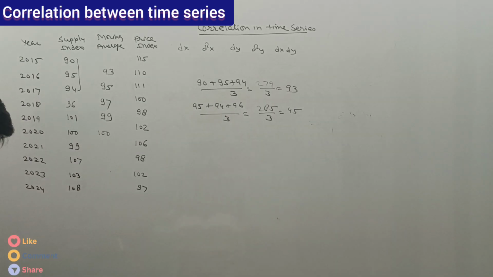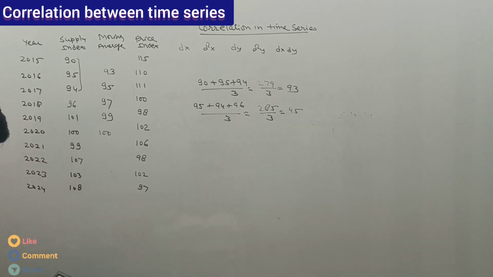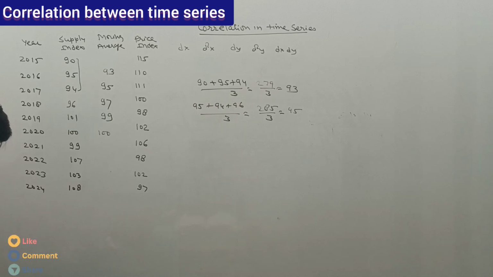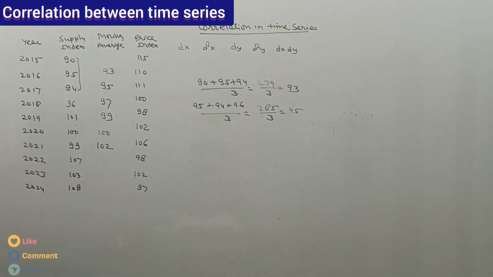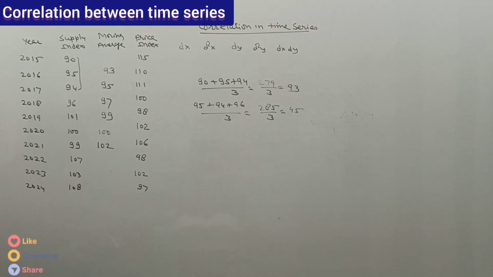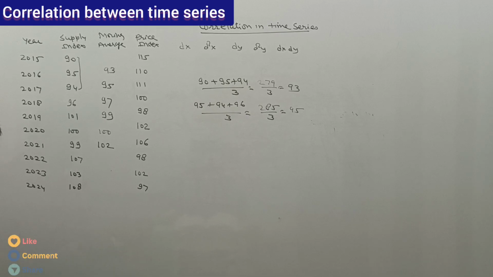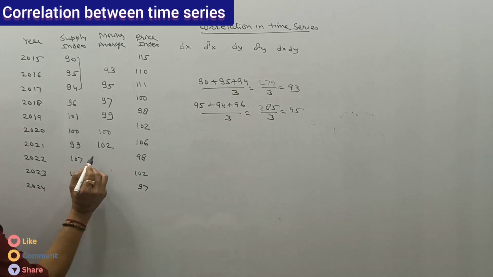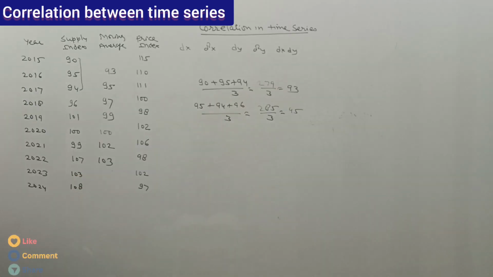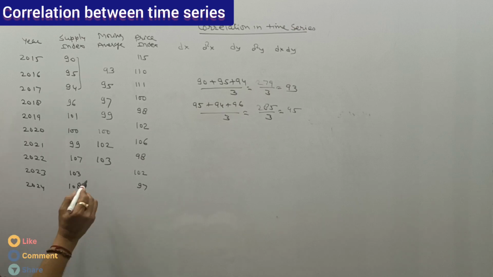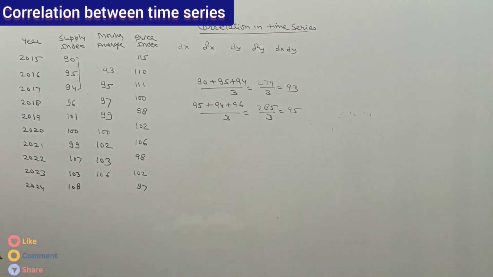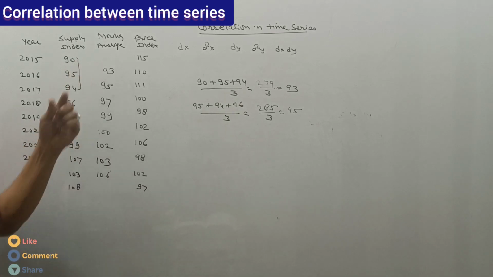Next, 99 plus 107 divided by 3, so 102 is this moving average. Next one, 99 plus 107 plus 103 divided by 3, so that is 103. And last, 107 plus 103 plus 108 divided by 3, so that is 106. So the very first thing you have to do is calculate the moving average.